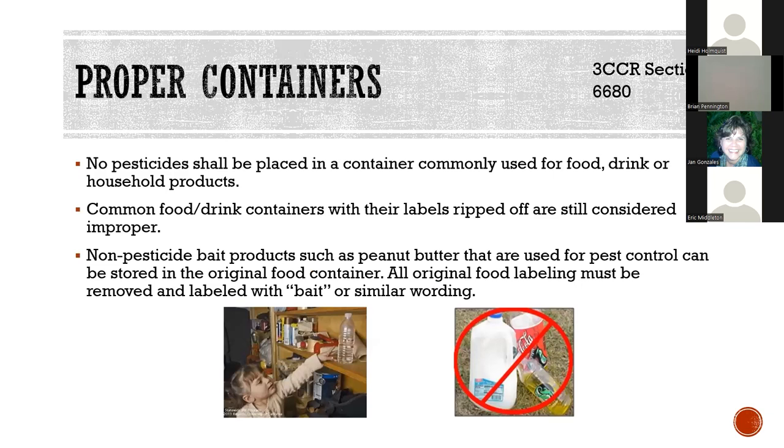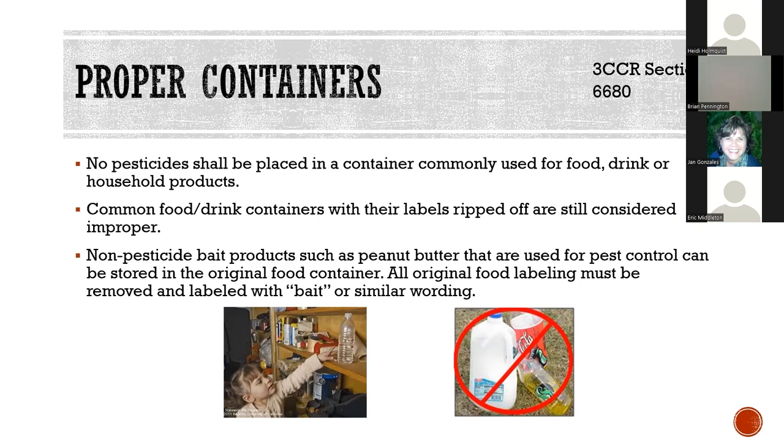All right. One more thing that we look for is proper containers. We want to make sure that you are not reusing coffee cans, Gatorade bottles, or water bottles, and that no pesticides are being placed in them, because a very common thing that we see in our investigations is, I remember this year, some girl put some bleach in a little water bottle, said okay, I'm going to use this for cleaning, and left it next to her bed. She woke up and thought, oh, water. Drank it, straight to the hospital. We were trying to stop that from happening. So any common food or drink containers with the labels ripped off are still considered improper because it's very easy to mistake them for that common food product.